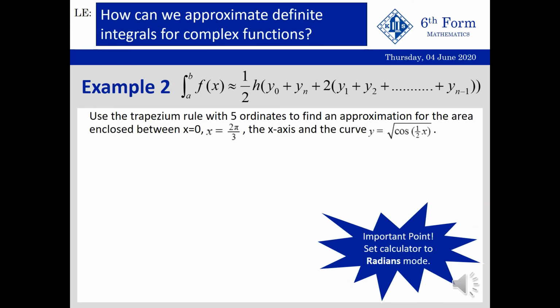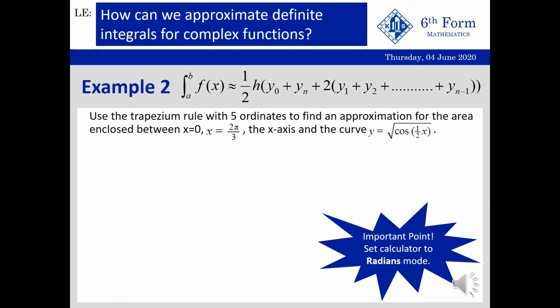Here is the second example, just to give you one extra point. So we've been asked again to use the Trapezium rule, this time with 5 ordinates, to find an approximation for the area between x equals 0, x equals 2 pi over 3, slightly unusual coordinate that we'll get to, and the x-axis, and the curve y equals the square root of cos of a half x. So the question's phrased in a different way. It's talking about area rather than talking about integration, but we know that integration and area are linked, so that's what it's liking us to do.